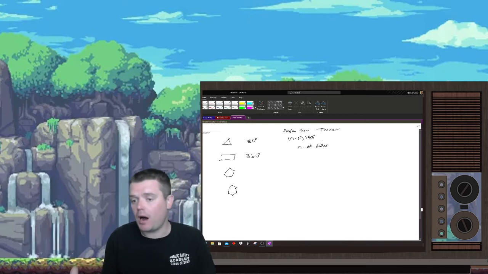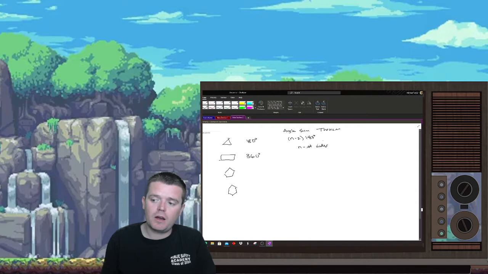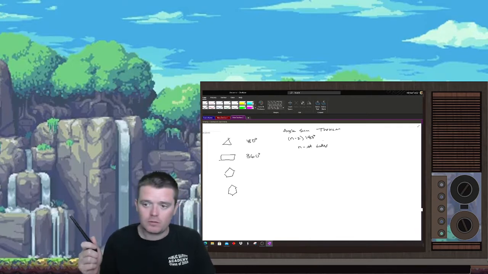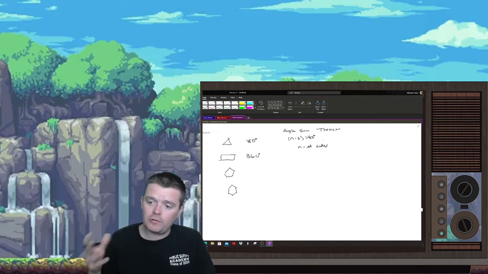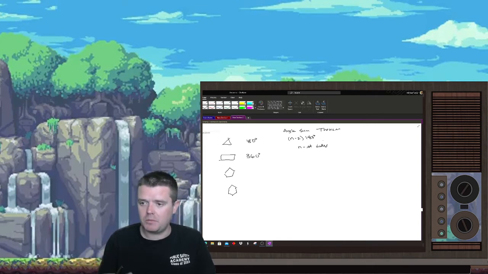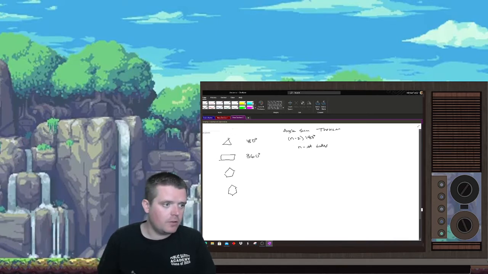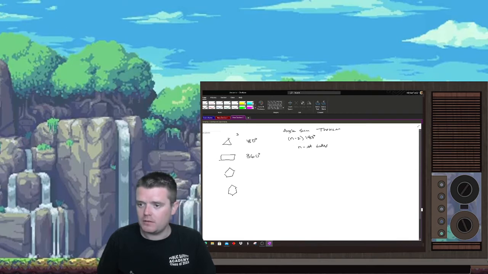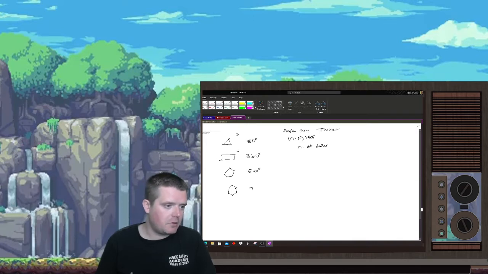So for any polygon, and we're talking about a convex polygon, basically all the corners are sticking out, and it's a polygon, so we have all flat sides, we don't have any curved sides. For any of those polygons, we take the number of sides, minus 2, and multiply it by 180. So just like in a triangle, there are 3 sides, 3 minus 2 is 1, times 180 is 180. In a quadrilateral, 4 minus 2 is 2, times 180 is 360. And so for a pentagon, we would have 540 degrees. For a hexagon, we would have 720 degrees, etc.